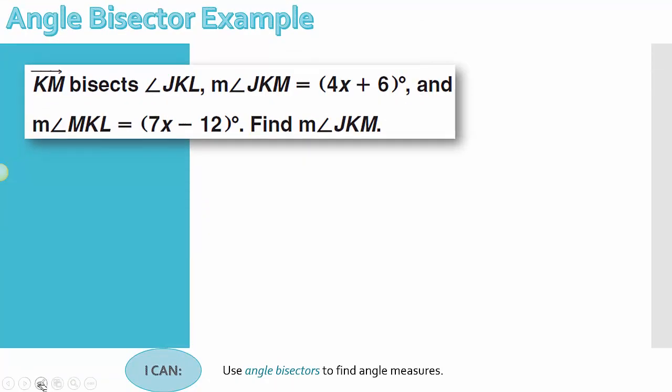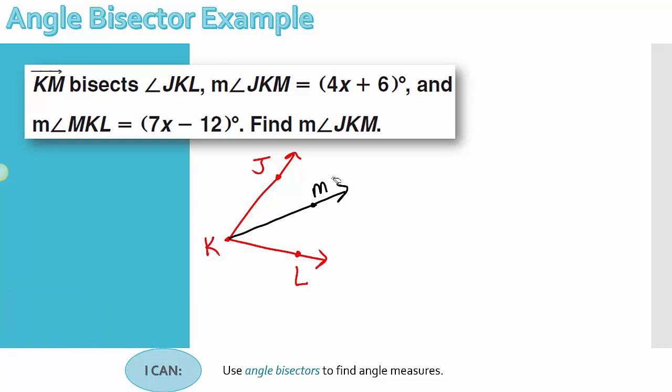All right, so let's use this idea of an angle bisector in order to find the measure of angles. So I know that KM bisects JKL. As soon as I see that, I'm going to draw a picture. My main angle is JKL. KM is the angle bisector. And I'm going to indicate it's the bisector by putting some tick marks on there. So I'm going to put 3 tick marks this time. Those 3 and those 3, saying that those two angles are congruent.